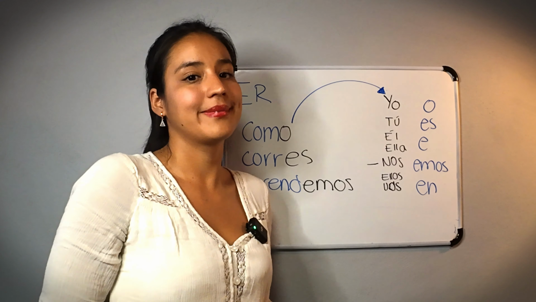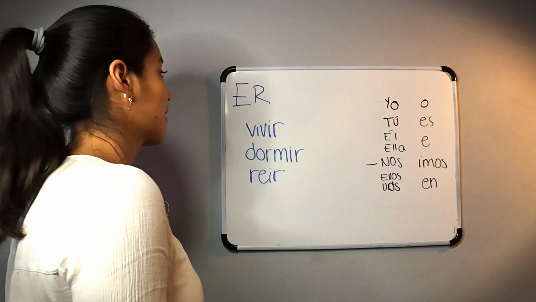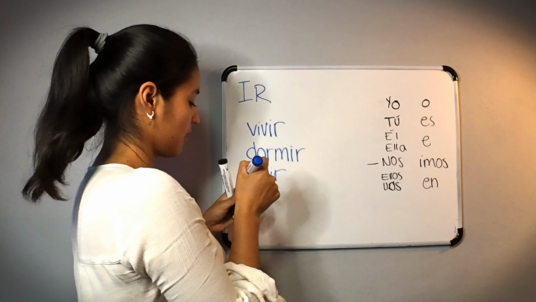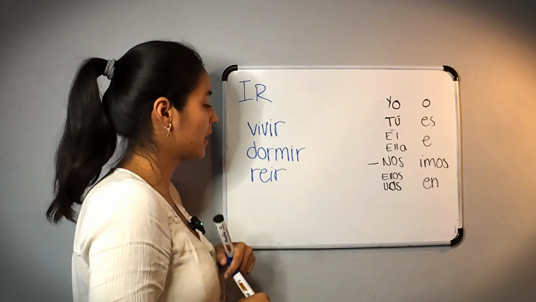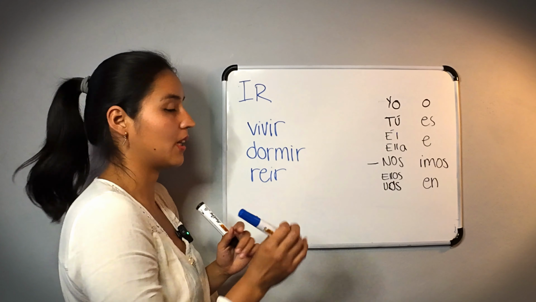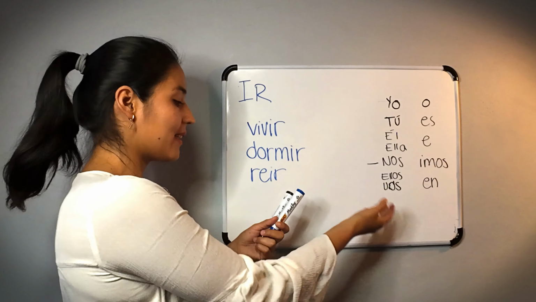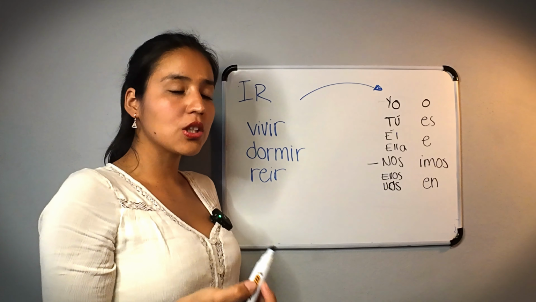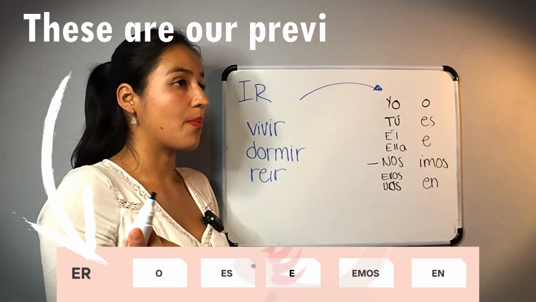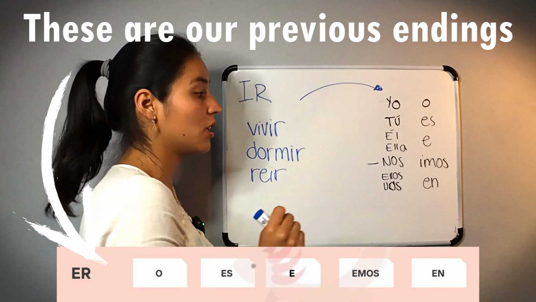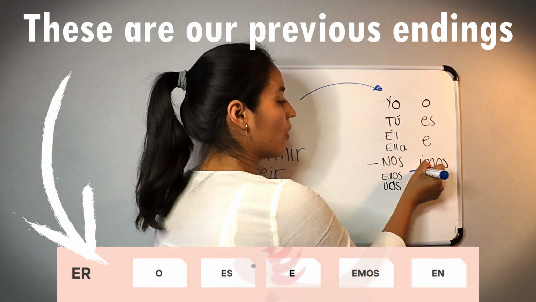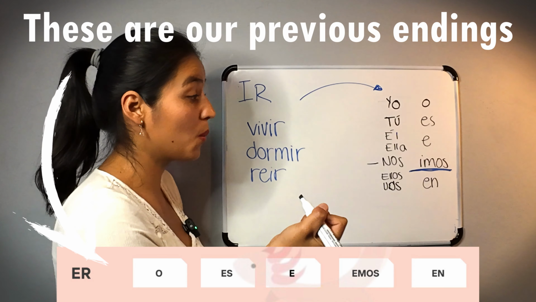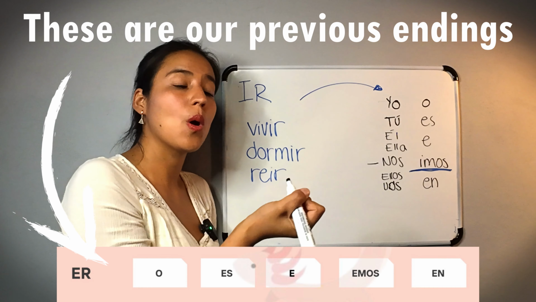And the last one is going to be IR. Okay? So we have vivir, to live, dormir, to sleep, and reír, to laugh. The endings are going to be these ones. These ones are really similar to the other ones. If you check the entire chart, you are going to see that the only thing that changed is in here. The other one was hemos, and this one is going to be imos.